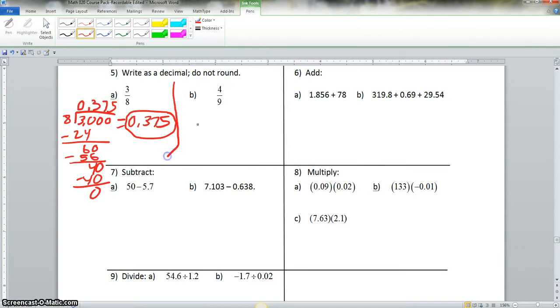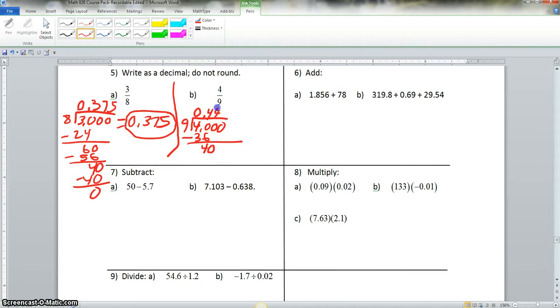Okay, now we go here to B. We would take 9 into 4. I'll put a few zeros here. 9 goes into 4 0 times. 9 goes into 40 4 times. 4 times 9 is 36. Now 40 minus 36 is 4. We'll bring down our 0. Now 9 goes into 44 times.